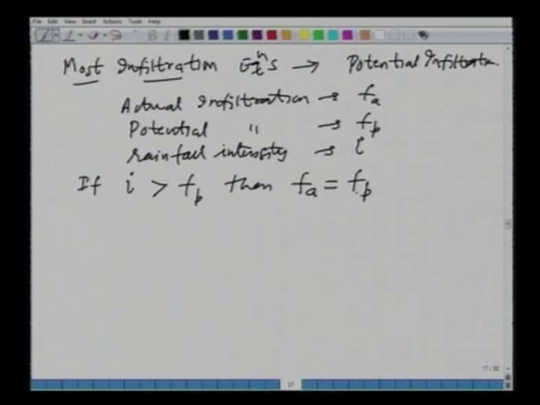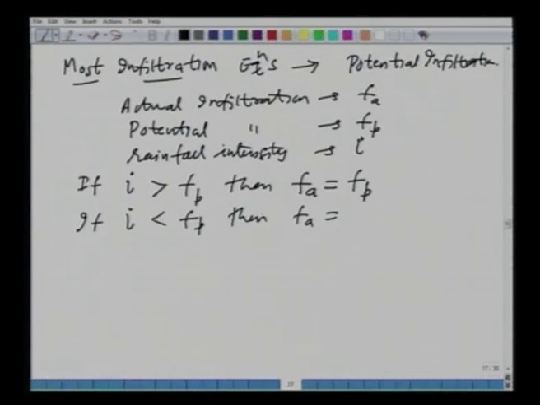All right. So, in that case, your F actual will be nothing but the F potential. That is how we find it when the rain is falling at a higher rate than the potential infiltration rate. How about the other case? That is to say, if I is less than the potential infiltration rate, which we have found using any of the equations, then your F actual will be equal to what?